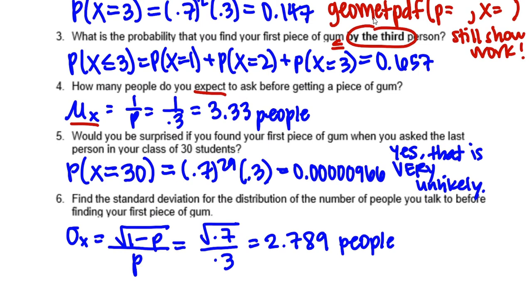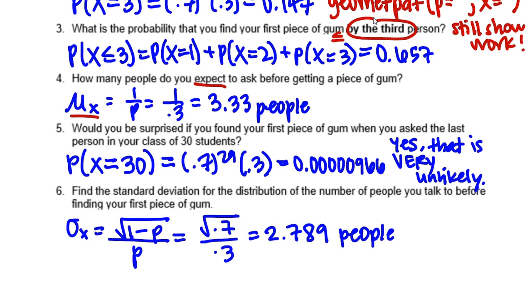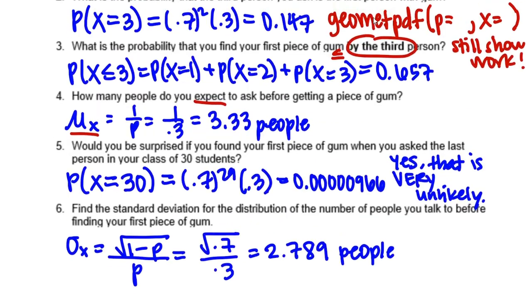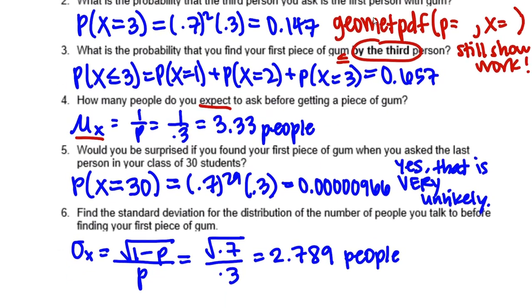So it would be very unlikely for us to find gum on the 30th student, the last person in our class. And if that were to happen, I would be very suspicious of the previous 29 and think maybe they had been lying to me. So I would have some evidence against them. And then number 6, the formula for standard deviation. Again, it's on your formula sheet. You don't have to memorize it, but you do have to show your work and know when to use it.